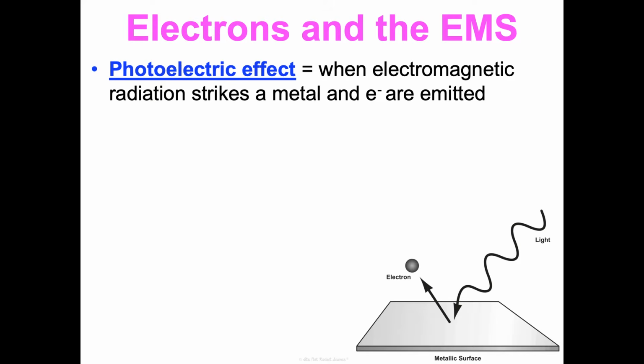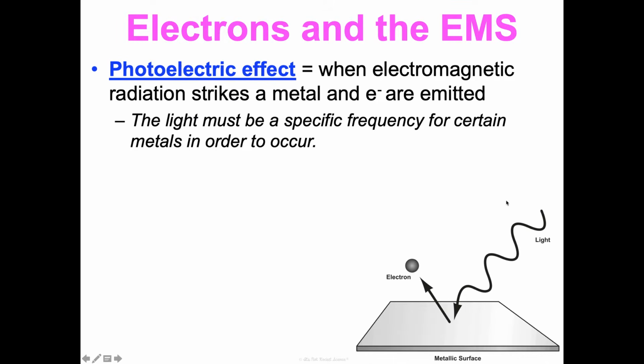If they were just waves, what we would see is that when this would happen, we would continuously be emitting electrons regardless of the frequency when they're striking the surface. But what we saw is that the light had to be a certain frequency for certain metals in order to actually emit electrons. And Max Planck was the first to suggest that because of what we saw here with the photoelectric effect, the packets of energy that get emitted, these electrons, are called quanta, which is plural for quantum.